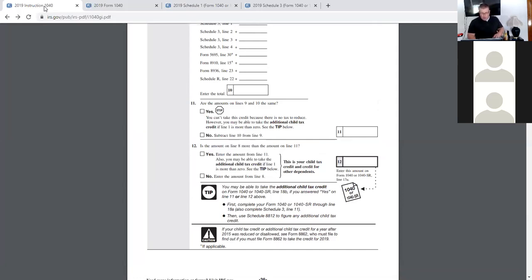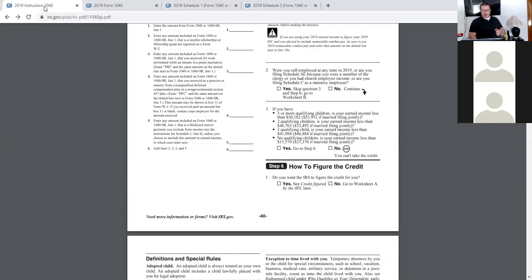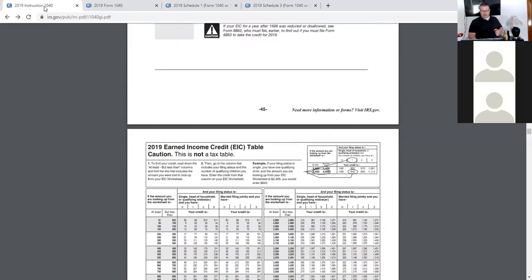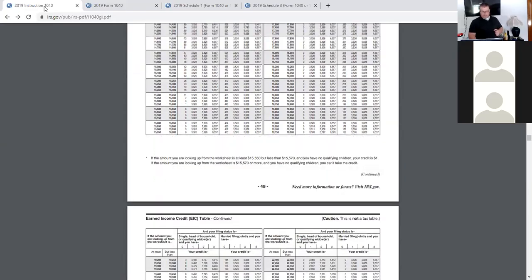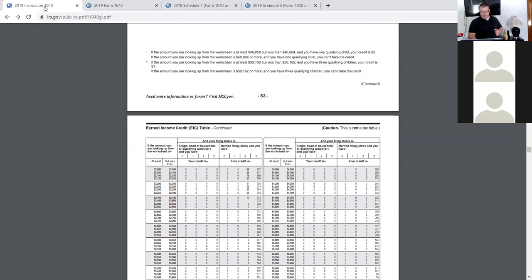So we should be able to take the additional child tax credit if line 1 is more than 0, and line 1, if you recall, was $6,000. So good. We should be able to take the additional child tax credit on 18B, and now we just need to calculate and figure out how much that additional child tax credit is. So let's go back to the instructions for line 18B here.